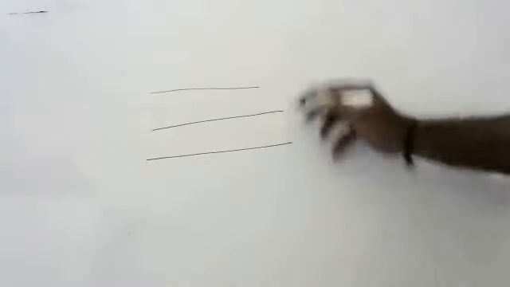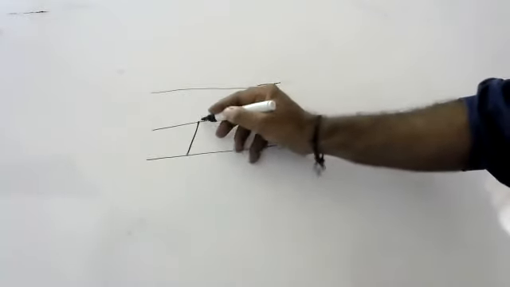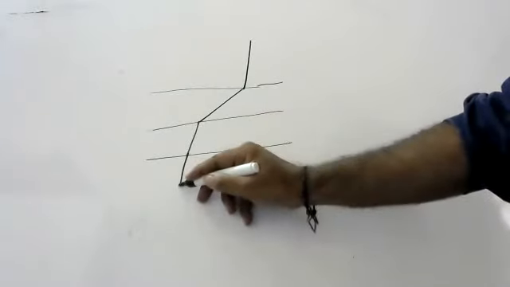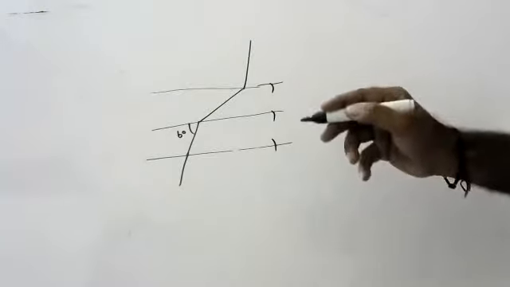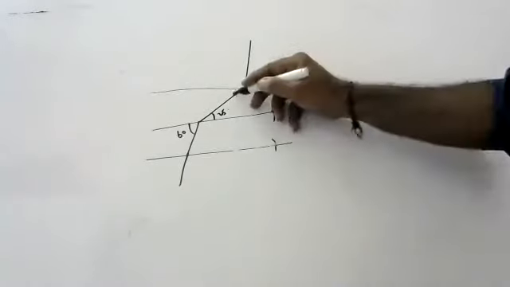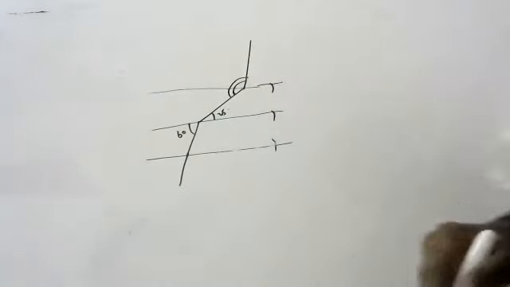See, three parallel lines are there, and this is there like this. This one is 60. These three are parallel lines. This is 60 and this is 25. He's asking you to find out this full angle, how much? This full angle you should find out.